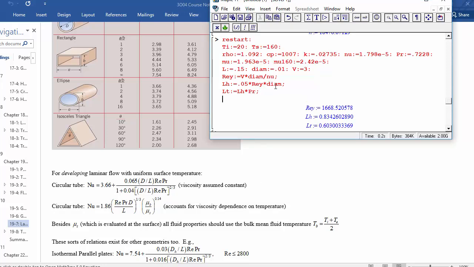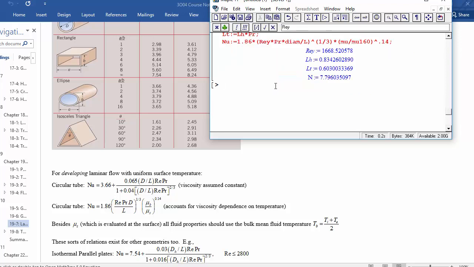So the Nusselt number would be equal to 1.86 times Reynolds number, Prandtl number, diameter over length, to the power of 1/3, times mu at 50, the bulk mean fluid one, over mu at 160, that's the surface one, and we're going to take that to the power of 0.14. So that should be our Nusselt number.